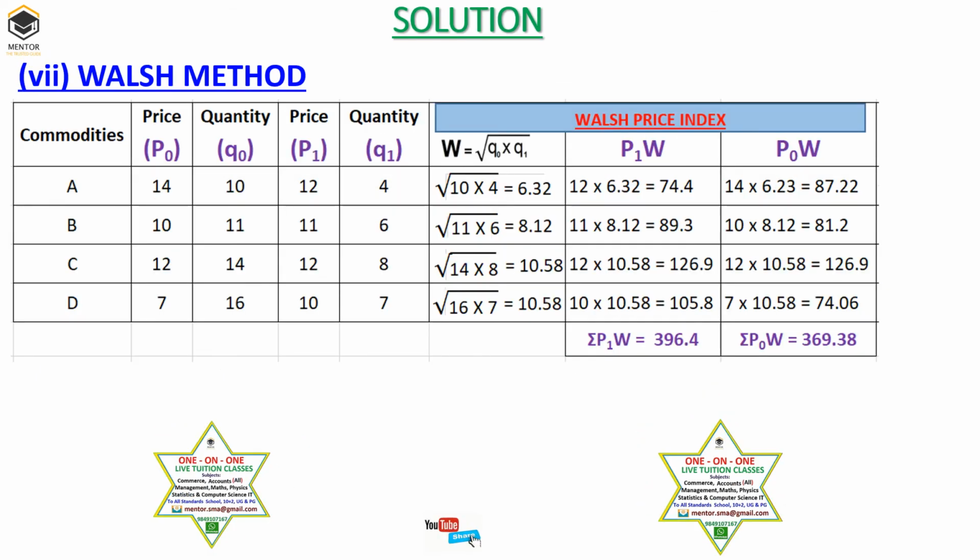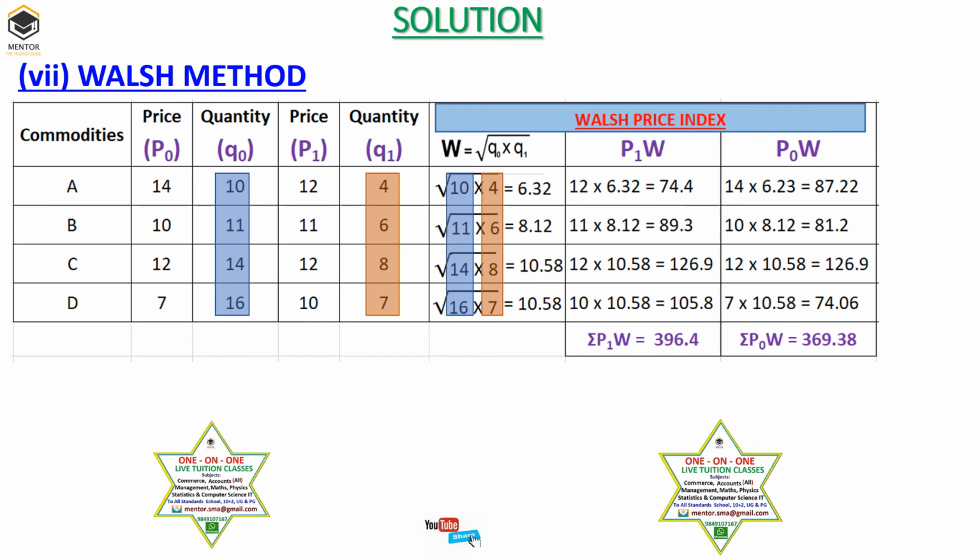The next method we have is Walsh method. Here I am going to find the weight with the help of the geometric mean of the quantities for the price index. So W equals square root of Q0 Q1, the multiplication of these two. I am going to do the calculation for the weight here. I multiply these two values and then take the square root. The final values for the weights of the Walsh method will be 6.32, 8.12, 10.58, 10.58.